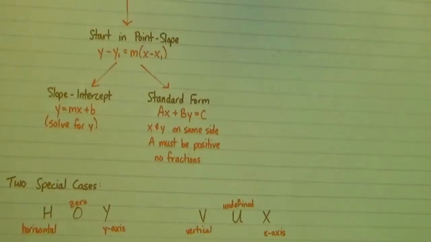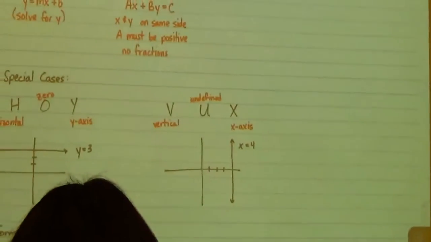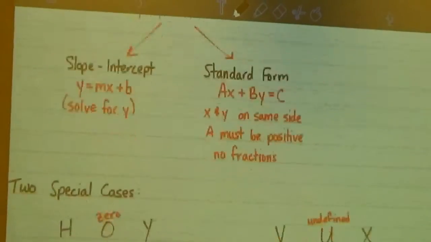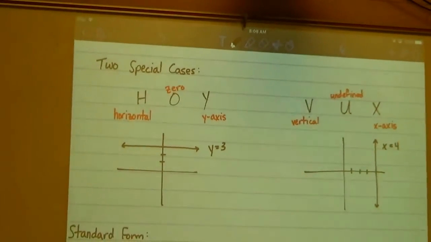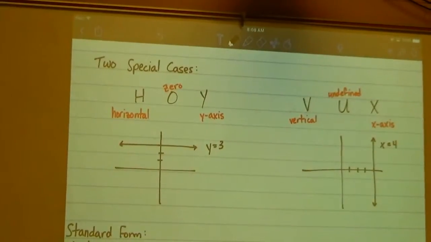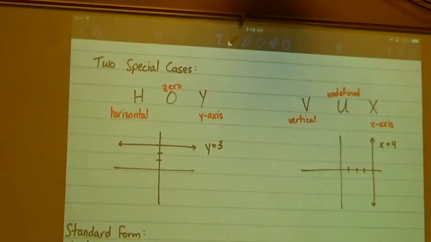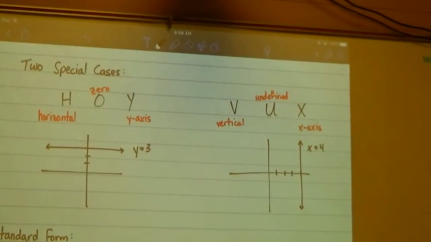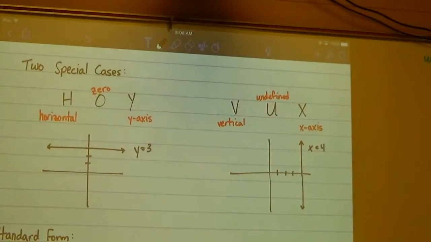Then we have our two special cases where we have just x equals a number or just y equals a number. If you only have y left, that's going to be a horizontal line, and the slope is 0. If you have just an x left, it's a vertical line with undefined slope.